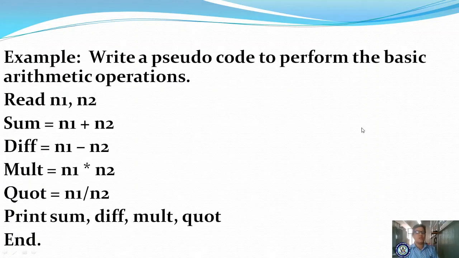Now let us see one example. Write a pseudocode to perform the basic arithmetic operations. Arithmetic operations mean addition, subtraction, multiplication and division. Read n1, n2, two numbers. Sum is equal to n1 plus n2. Diff is equal to n1 minus n2. Mult is n1 into n2. Quotient is n1 by n2. Then print sum, diff, mult, quot.